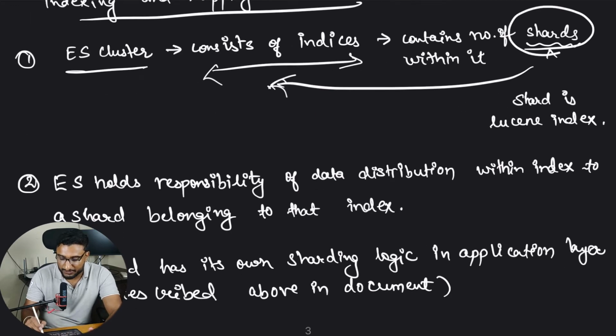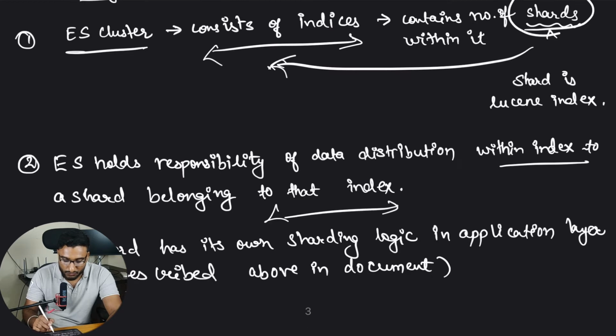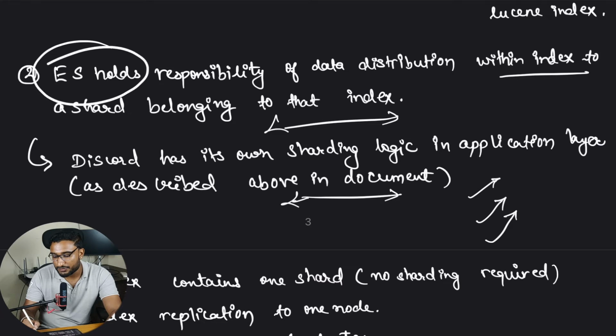It is the ES node's responsibility to distribute data within an index to a shard belonging to that index. So the responsibility of data distribution within an index will be handled by ES itself. You don't have to worry about it. Discord has its own sharding logic in the application layer as described. So when we talk specifically about Discord, they don't create multiple shards. Why? Because their sharding logic is present in their application logic.